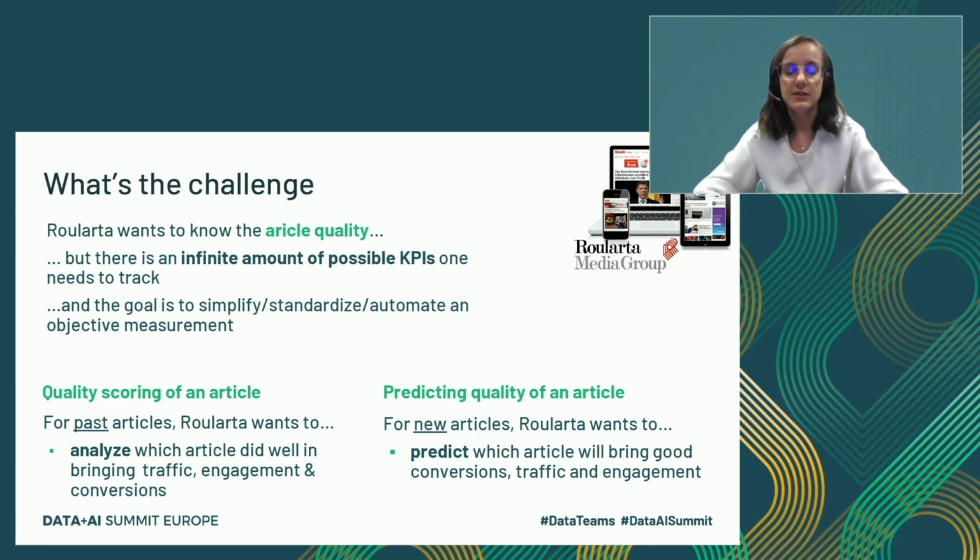So the goal of this solution is twofold. The first one is to calculate the quality score of an article. So for past articles, Roularta wants to know and analyze which articles did well in bringing traffic, conversion, and engagement to their websites and to their articles. And the second part of the goal is to predict the quality of an article. So for new articles that are published, they want to predict if the article will bring good conversion, traffic, and engagement.